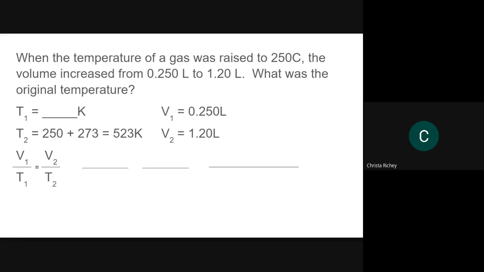This is another Charles' law. For some reason, when you guys are trying to solve for something in the denominator, it messes you up, and I don't know why. It's still cross multiply, divide. In this case, you are still going to cross multiply and divide by the thing that is left out.